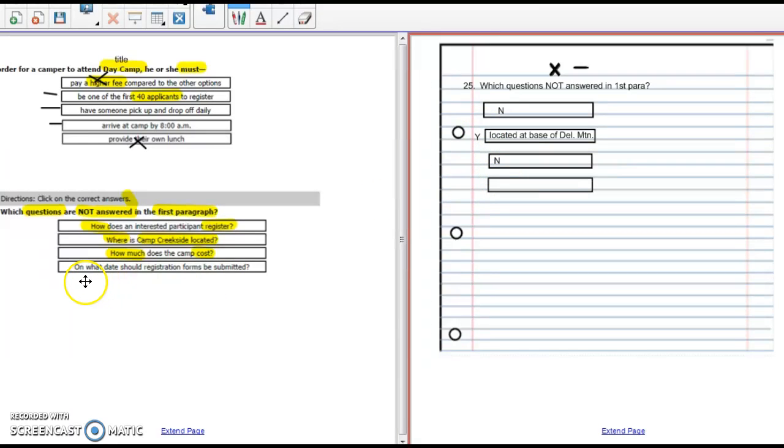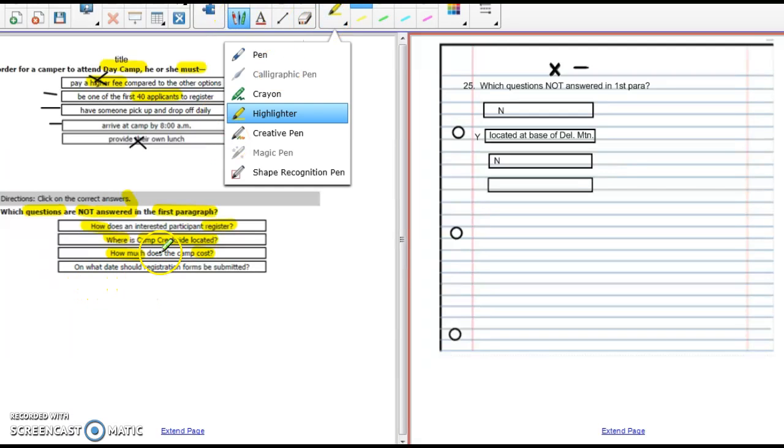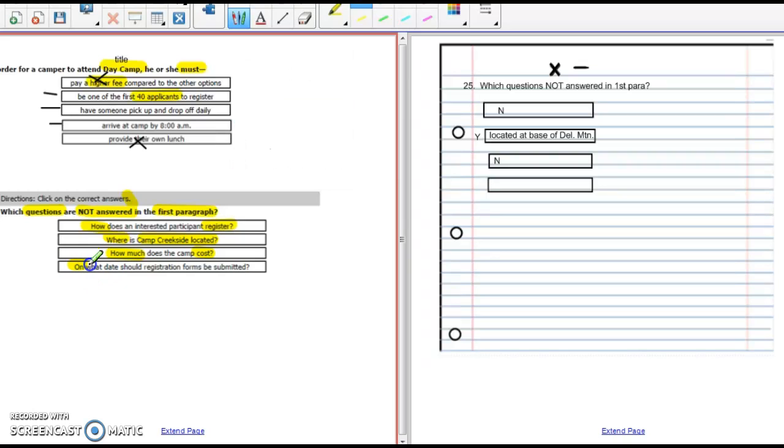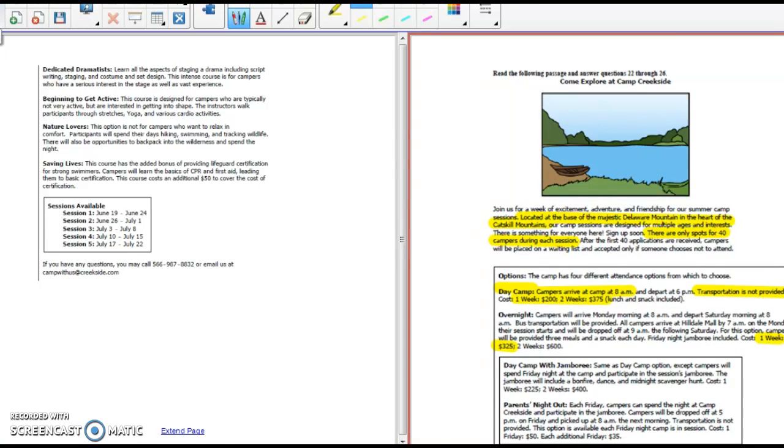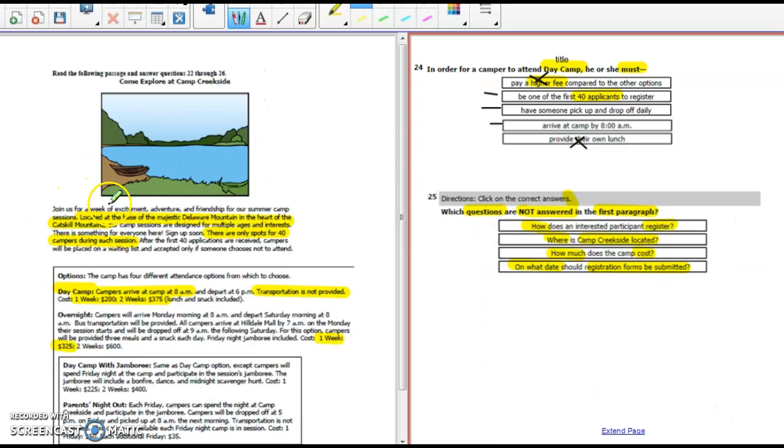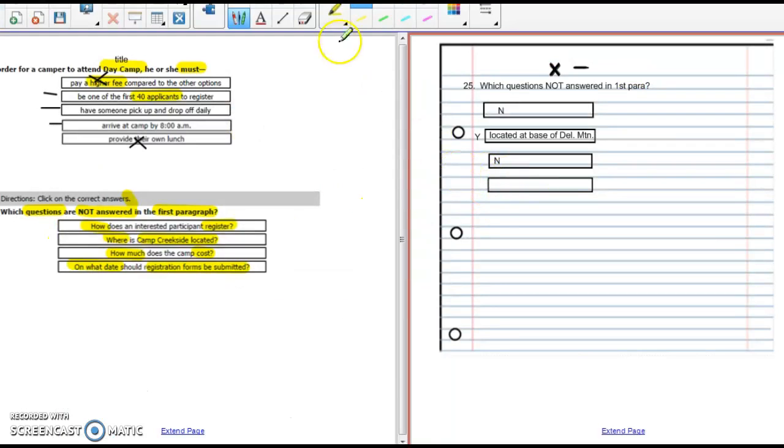And look at the last one. On what date should registration forms be submitted? So again, here we're looking for a date in paragraph 1 that tells us when to submit. Join us for a week of excitement. Not talking about it. I don't see any dates in paragraph 1. So no, that is not answered.